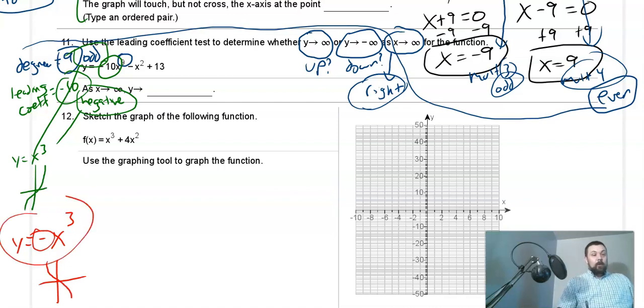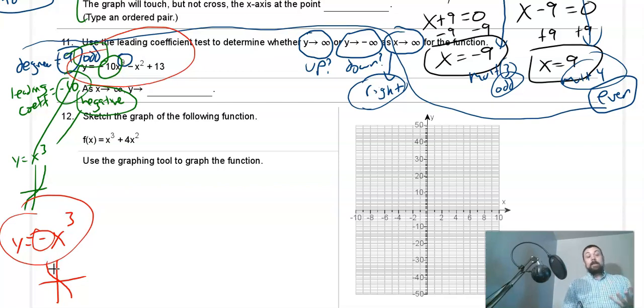And even though this equation looks nothing like the one I was given in the problem, they have the same end behavior because they belong to the same group. They have the same characteristics. Any polynomial with an odd degree and a negative leading coefficient will all have the same end behavior. So this one will have the same end behavior as this one.